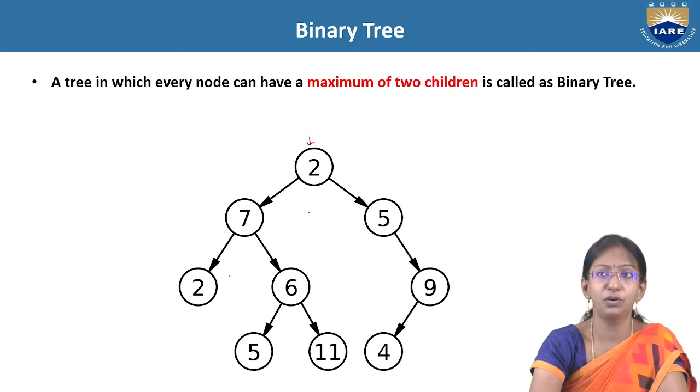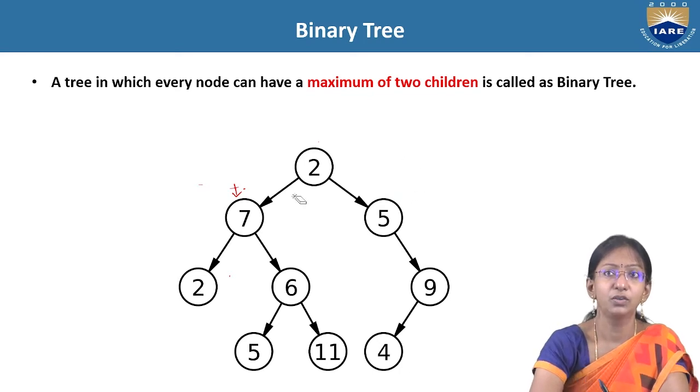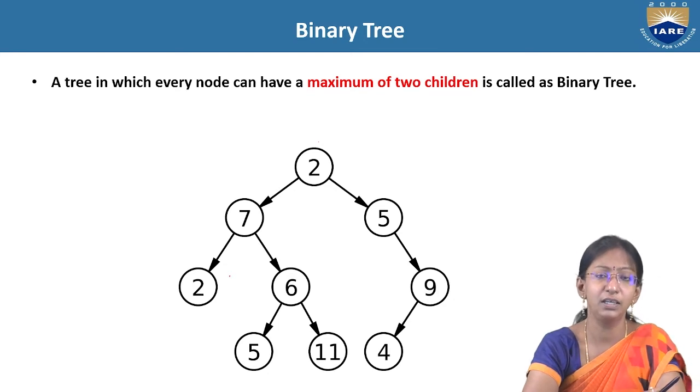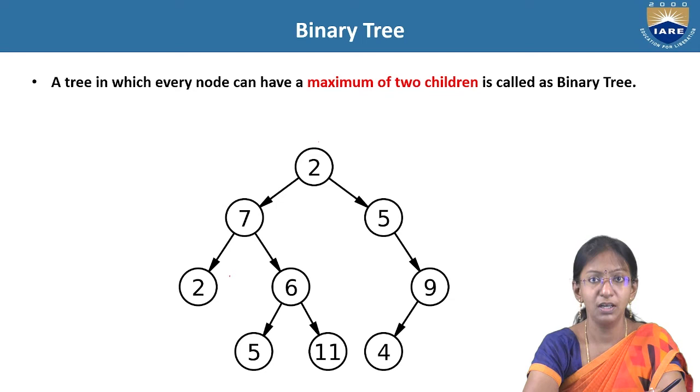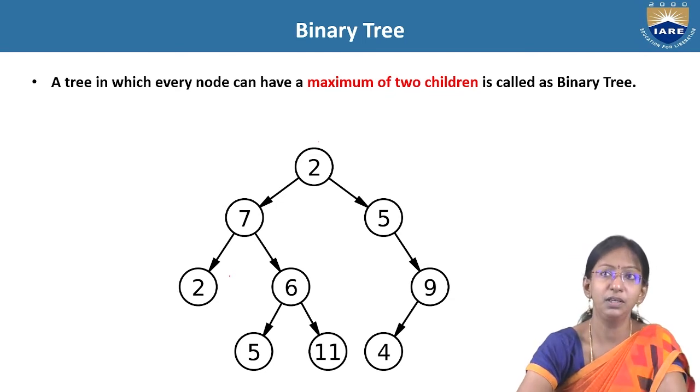It is having 2 children. Coming to the node on its left subtree, it is 7, right? It is having 2 children. Coming to its right subtree, 5, it is having a single child, a right child, which is 9, right? Got it? So if in a tree we put a constraint saying that every internal node can have a max of 2 children, then such a tree is known as a binary tree, right?